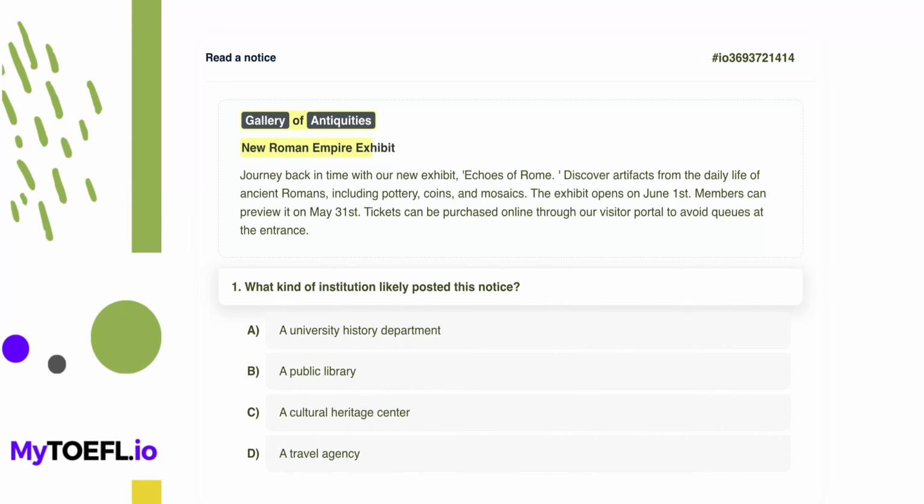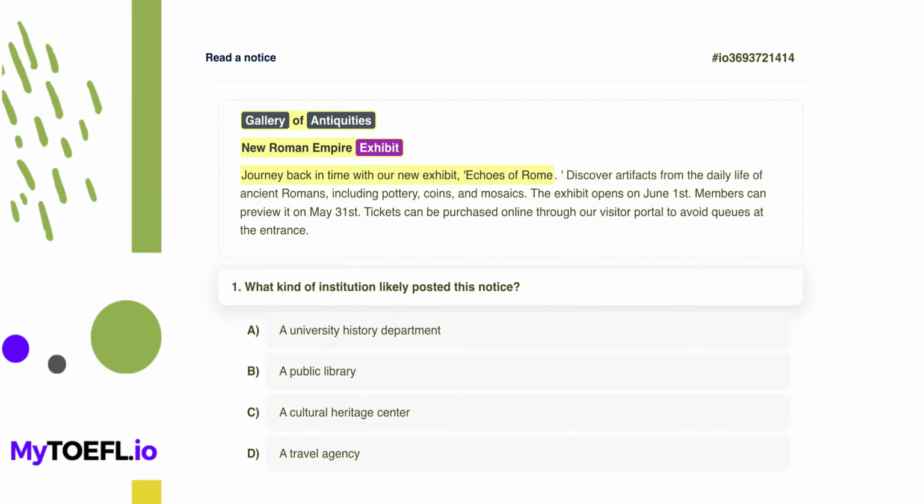New Roman Empire exhibit. Now, looking at the subtitle, we see the specific event being announced. The key word here is exhibit. An exhibit is a public display of items in a museum or gallery. This tells us that the notice is about a specific show focusing on the Roman Empire, rather than just general information about the gallery.